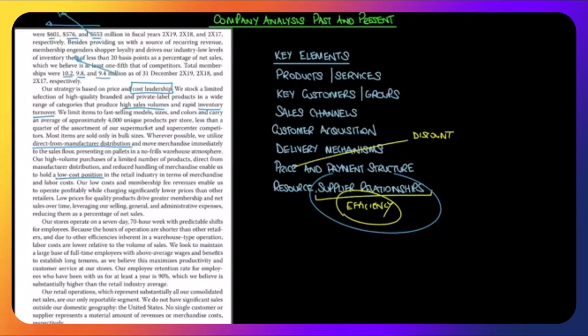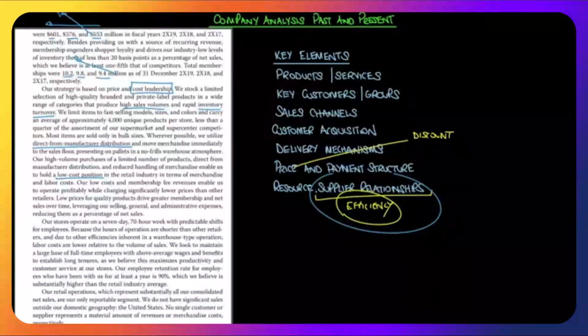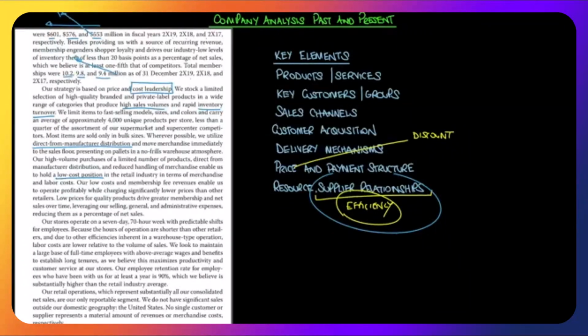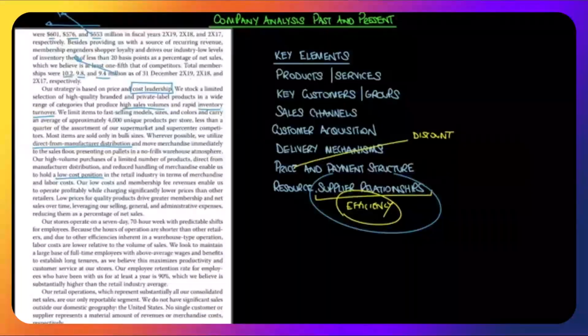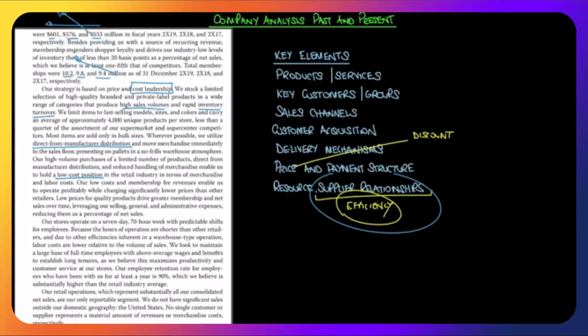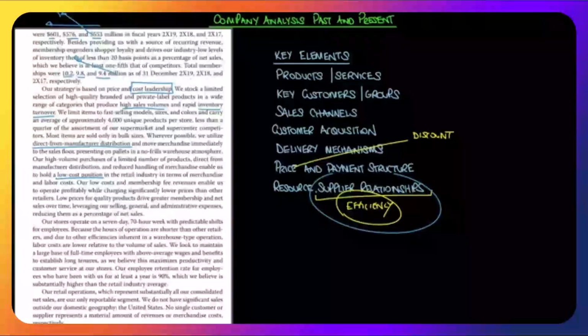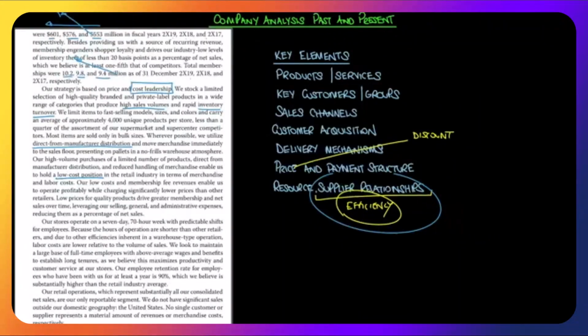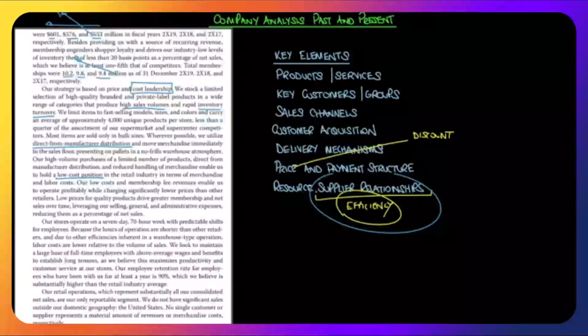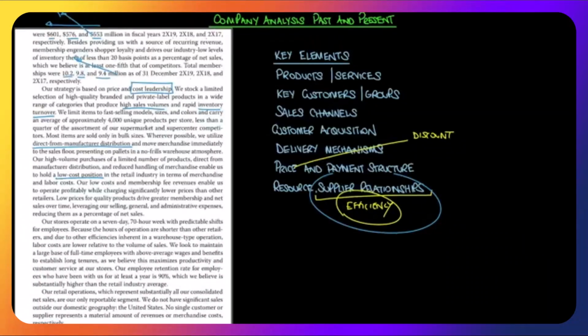In the retail industry, in terms of merchandise labor costs, our low costs and membership fee revenues enable us to operate profitably while charging significantly lower prices than other retailers. Margin is low, they top it up with membership fees. Low prices, quality products drive greater membership and net sales. Make sense? Leveraging our selling, general, and admin expenses, reducing them as a percentage of sales. We'll talk operating profitability in the next couple of LOSs.